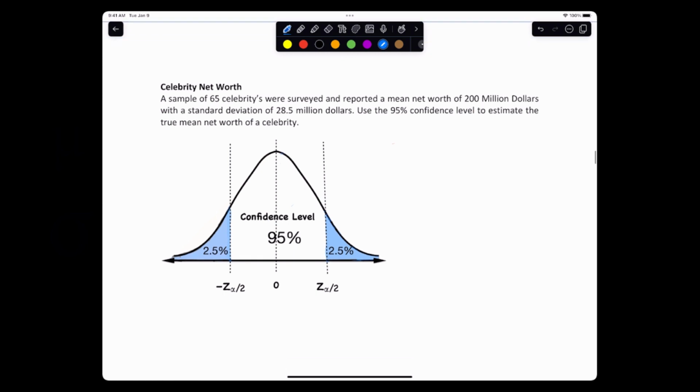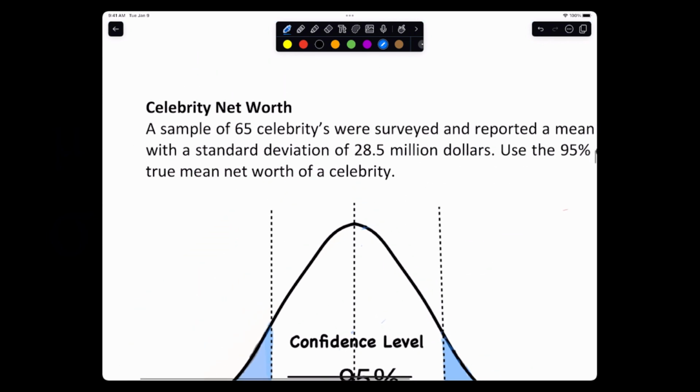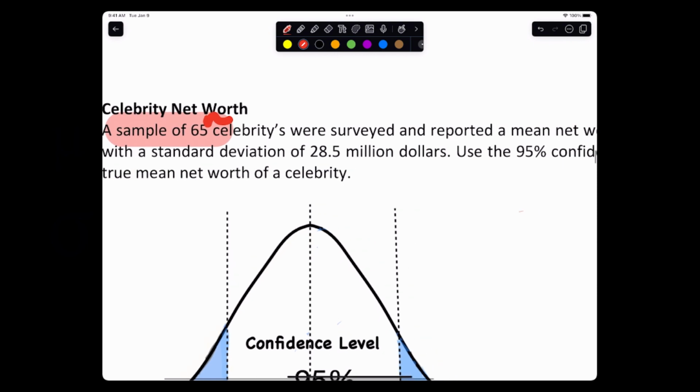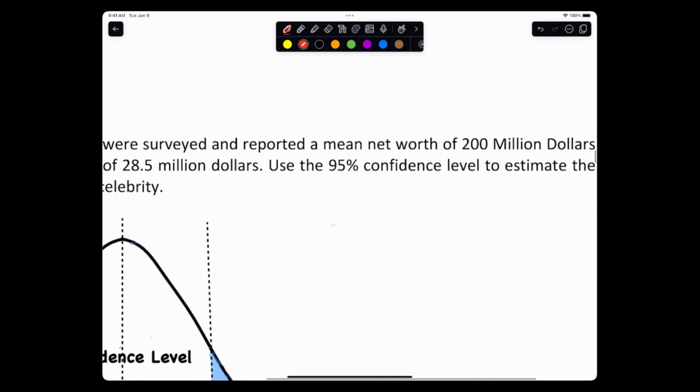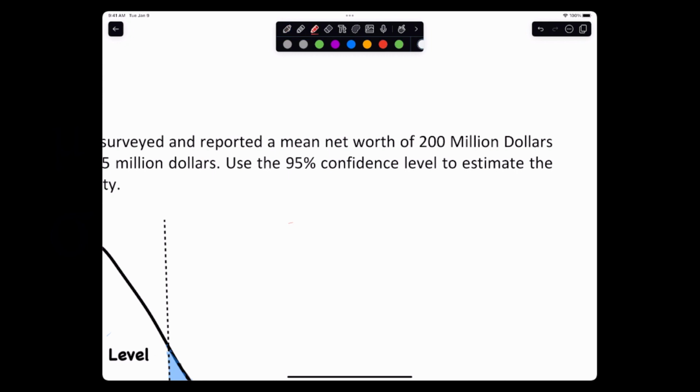Okay, do you guys know celebrity net worth? What does it say? A sample, so this is a sample of what? 65 celebrities. What do you think that means? Sample size? 65. So they took a sample of 65 celebrities, they were surveyed, and they reported a mean net worth of what? 200 million. So that's a mean, ladies and gentlemen. This is a mean from a sample. It's known as a sample mean. You okay with that?